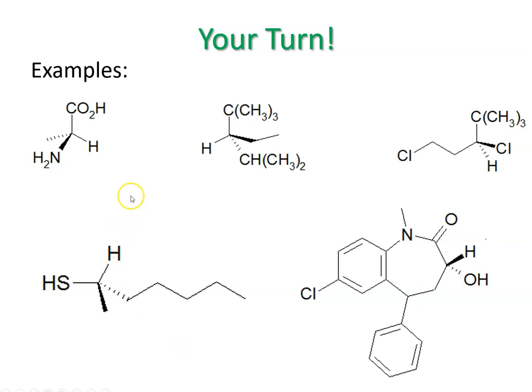Remember, you have to prioritize them, so check the priority. Then you swap them once and get that low priority in the back, and then you have to swap the other set to get the structure back to the original enantiomer. And that should help you determine S versus R. Remember, you skip over that low priority in the back.